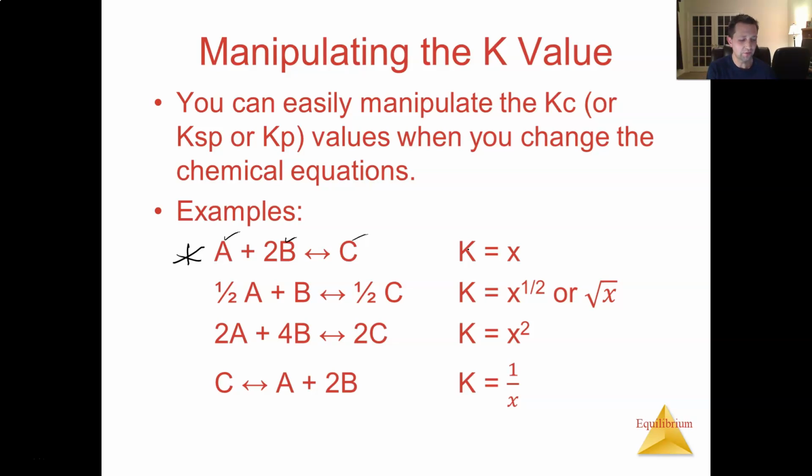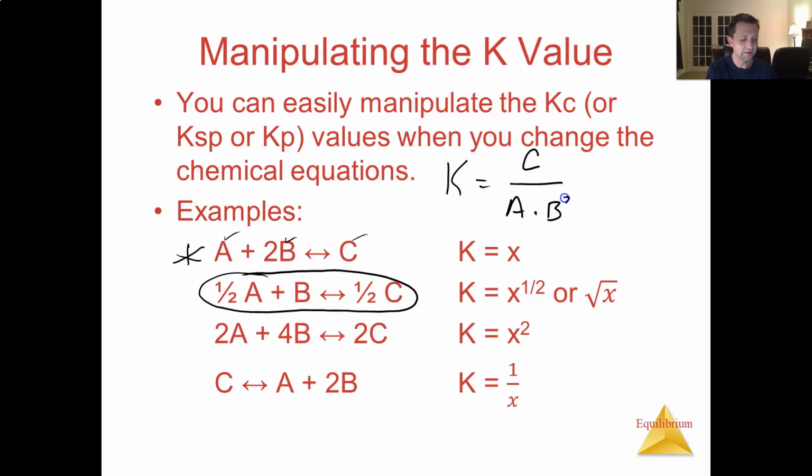I can manipulate this equation, and then it's going to ask you, if I manipulate this equation by doing something to it, what does my equilibrium constant end up doing? So if I take all of it and multiply by a half, how does that change my K value? Well, my equilibrium constant would be C over A times B squared. That's for my initial equation, right?